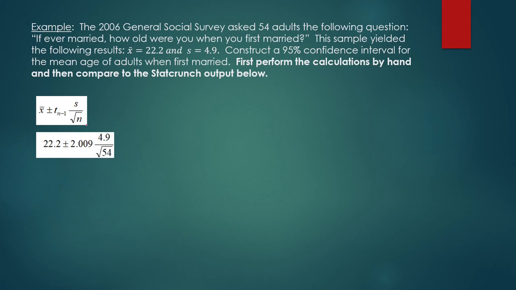Here the sample mean is 22.2, and we're going to add that to the critical value of 2.009 times 4.9 divided by the square root of 54. We're going to simplify the right side of the equation first, and that gives us 1.3. We're going to add and subtract these two values, and our confidence interval now becomes 20.86 to 23.54.